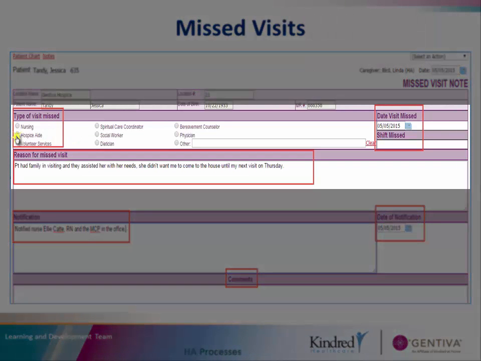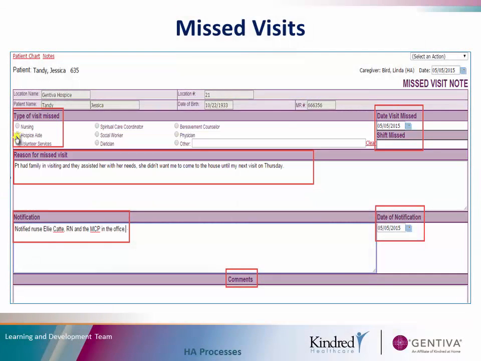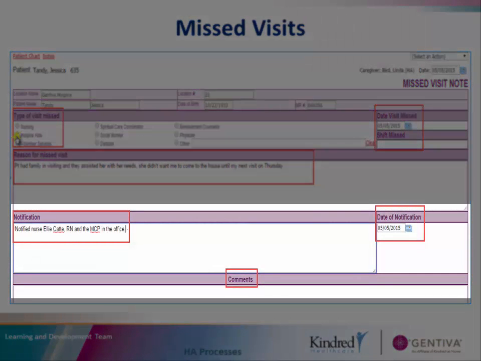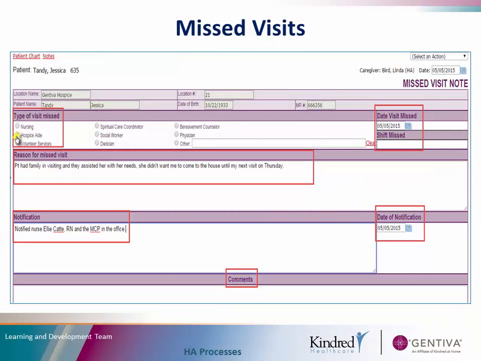You will need to mark the type of visit that was missed, put the correct date in the Date Visit Missed box, then document the reason the visit was missed. Enter the name and title of the person you notified in the office regarding the missed visit and the date you notified them. Lastly, send the form to the office just as you would a regular visit note.